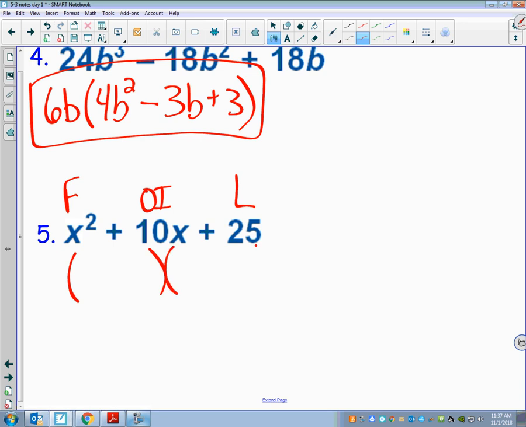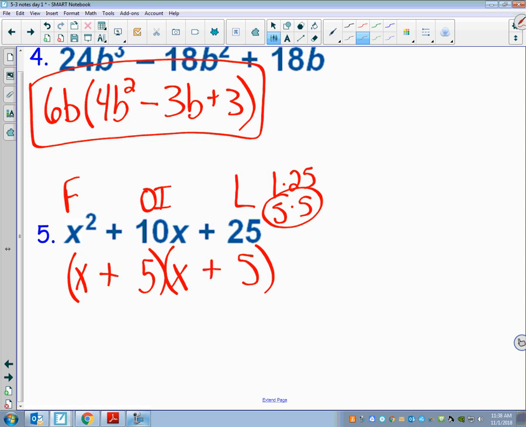So when you do this, you want to think, what multiplies to give me x squared? Well, it's just x and x. And then your job is to think, what multiplies to give me 25, the last number, that adds to give me 10? The only things that multiply to give me 25 are 1 and 25, and 5 and 5. So 5 and 5 are my numbers. And if I want to get positive 10, the only way is plus and plus. And you can leave it like that. If you really wanted to, you could write that as x plus 5 squared.